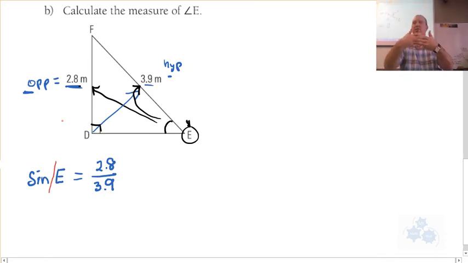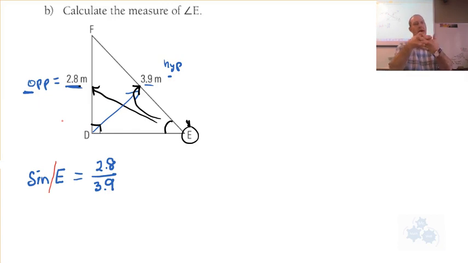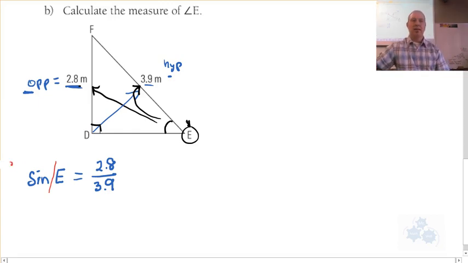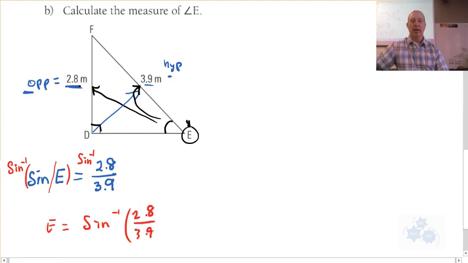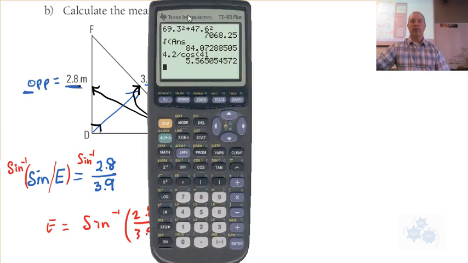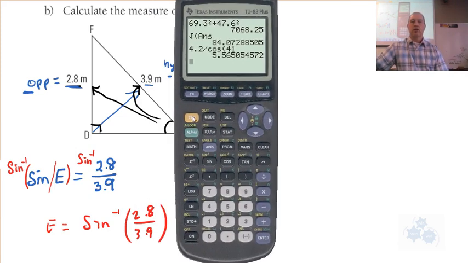You can't just divide a sine off. You have to somehow isolate E. And how you do that is you take the sine to the negative 1 of both sides. That means that E equals the inverse sine of 2.8 divided by 3.9. So, how do we do that in our calculator? Pretty easy. You do second function sine, and you might have to type in the numbers first.